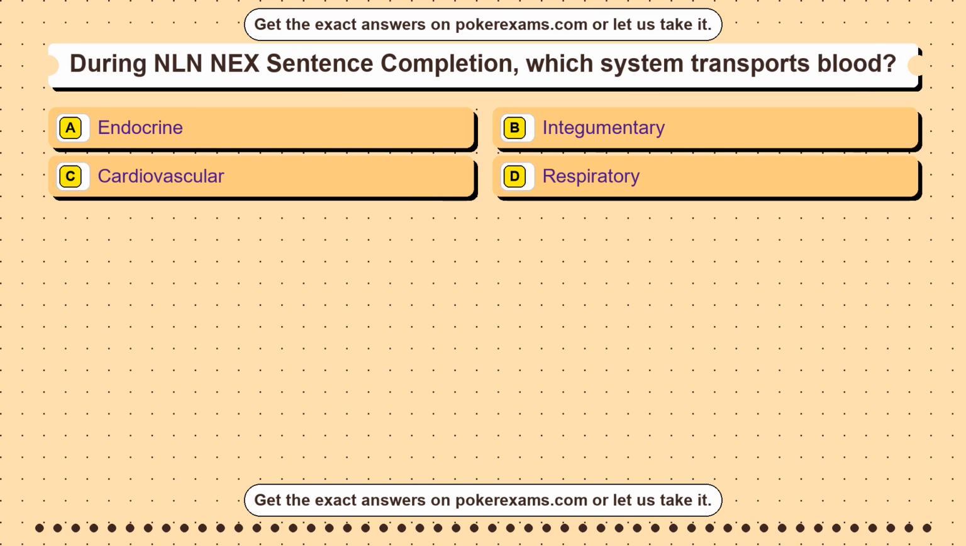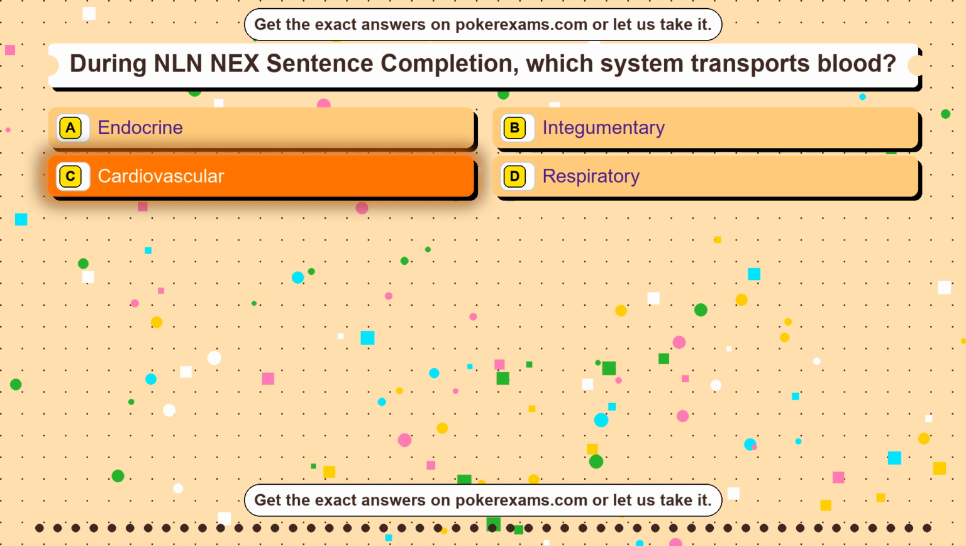Question 11. During get science review, which number is the greatest? Option A, 0.18. Option B, 0.018. Option C, 0.8. Option D, 0.08. The correct answer is option C.